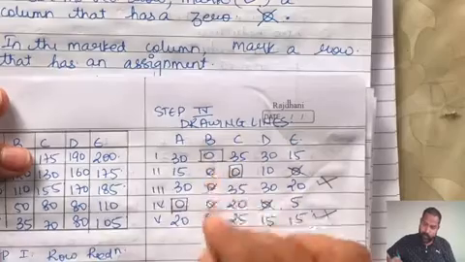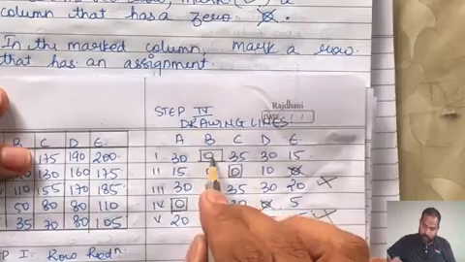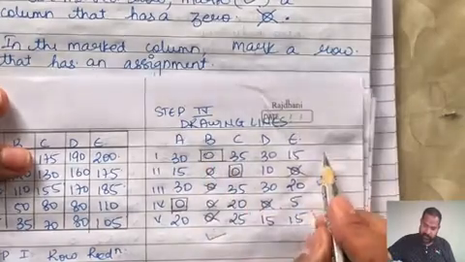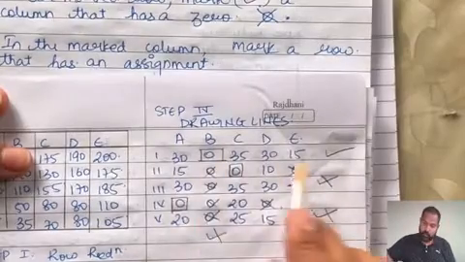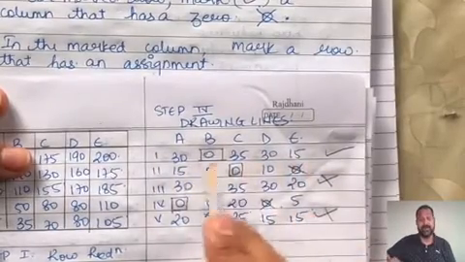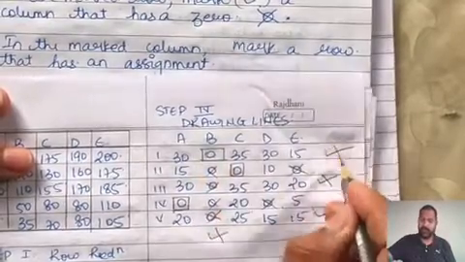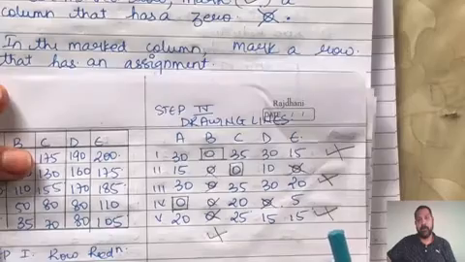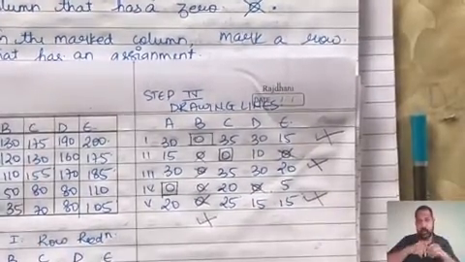In the marked column, mark a row that has an assignment. This is the assignment, so this row. Done examination. In the marked row, mark a column that has a 0. There is no 0. There is one assignment. Done then. Draw lines through unmarked rows and marked columns.